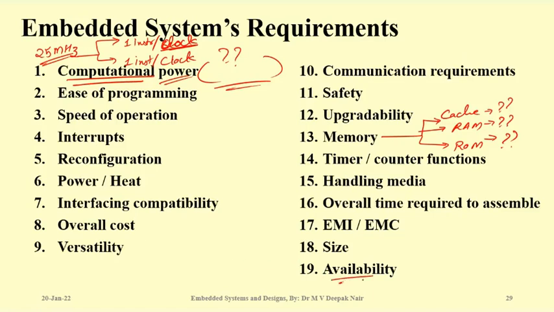So please, these 19 terms are there. Availability and versatility, you can just keep apart. But apart from that, these terms: ease of programming, speed of operation, number of interrupts, reconfigurability, how much heat it can tolerate before getting disrupted, overall cost, leave it, safety, leave it, communication requirements. How many of you know what are the different communication modules which are available in embedded systems? What kind of modules can you expect? 8085, how many of you remember 8085? What are the different communication protocols available in 8085?